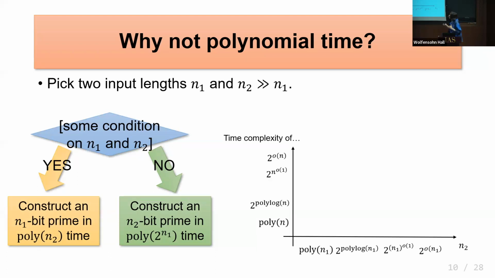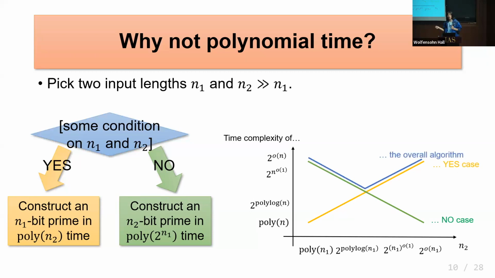So let's plot a graph and see what is the optimal relationship between N1 and N2 that will enable this construction. We fix N1 and let's see what's the best N2. In the yes case, the smaller N2 is, the faster the algorithm is. And in the no case, the larger N1 is, the better your hardness condition is, so the faster the algorithm is. Since we use the win-win analysis, we don't know which case will happen. We will always take the worst one of our algorithm. So the overall algorithm is like this blue line.